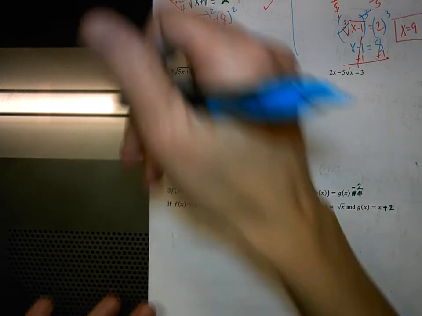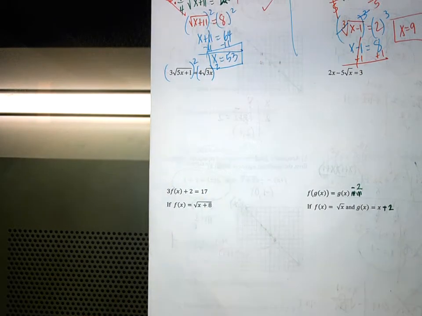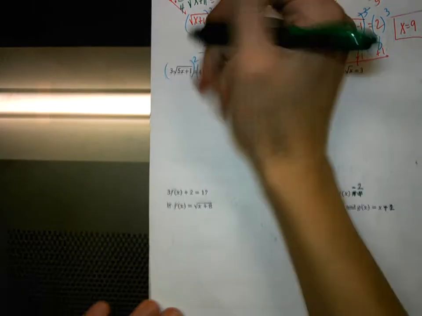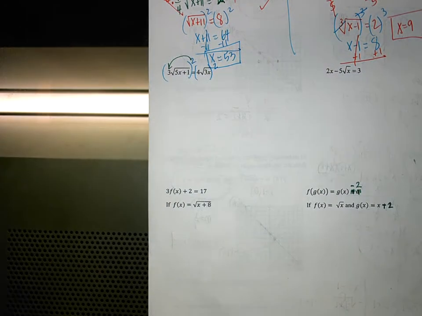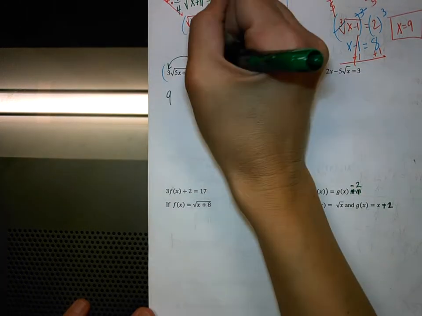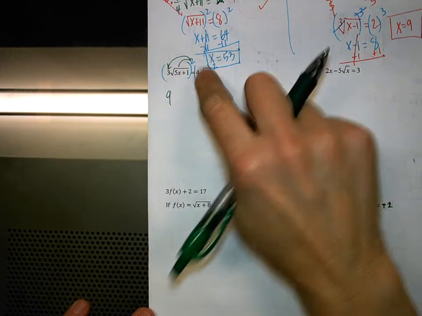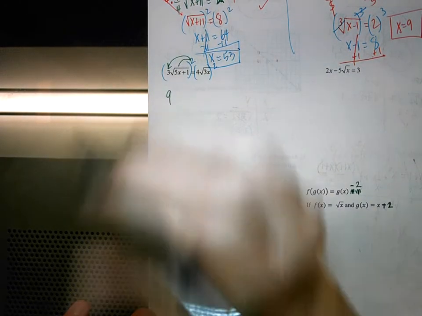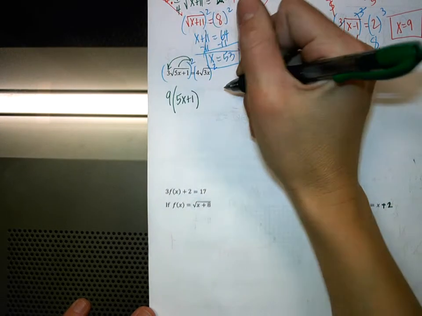Okay? But when you square both sides, you need to make sure that you are squaring the number in front as well. So when I square that 3, what does it become? 9. When I square the root, what does it become? How will I write that though? Parentheses. Good. 5x plus 1, because we're going to have to end up multiplying through.